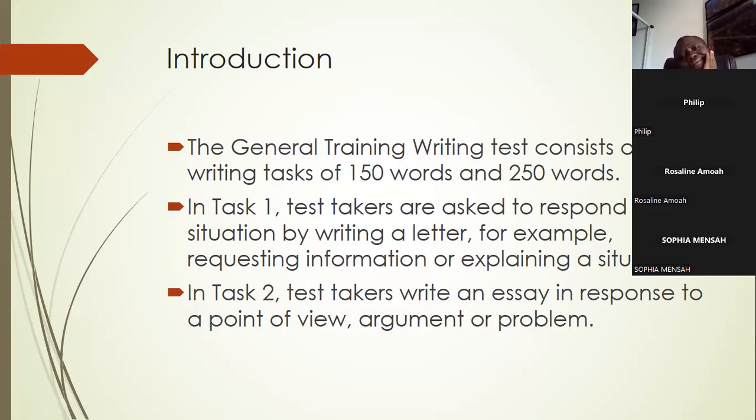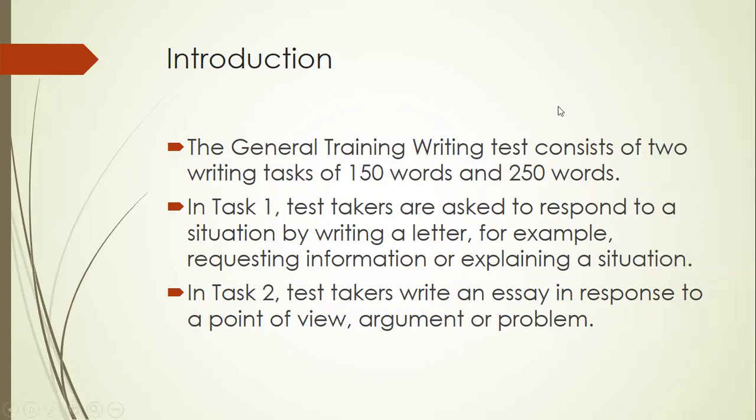Introduction. The general training writing test consists of 2 writing tasks of 150 words and 250 words. In task 1, test takers are asked to respond to a situation by writing a letter, for example, requesting information or explaining a situation. In task 2, test takers write an essay in response to a point of view, argument, or problem.